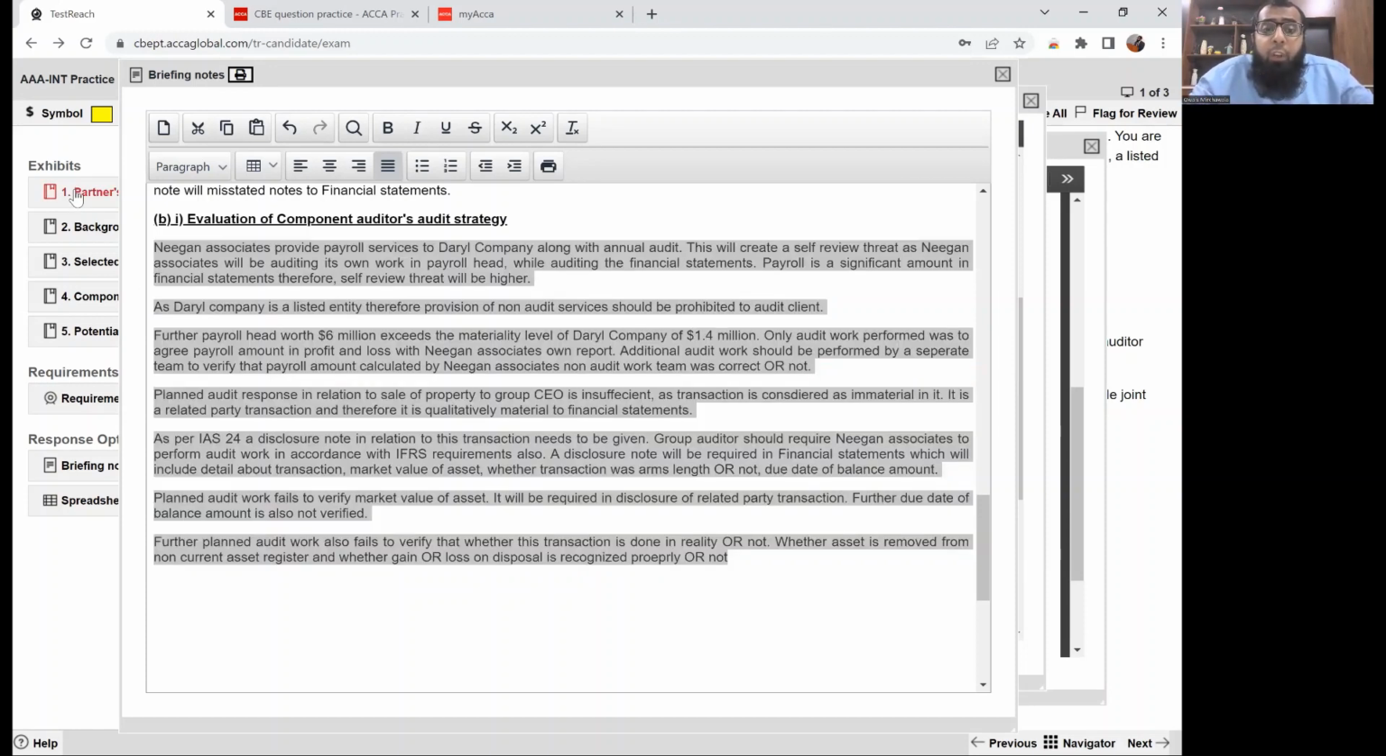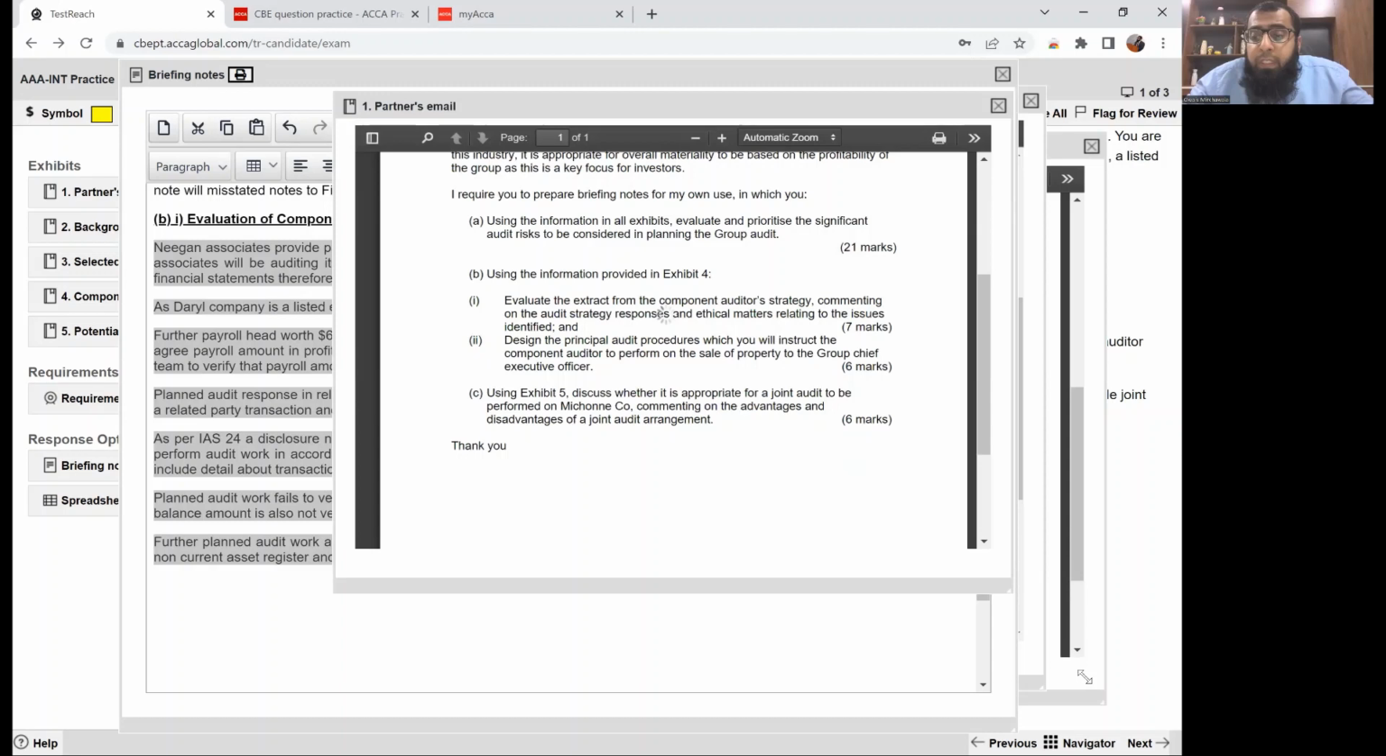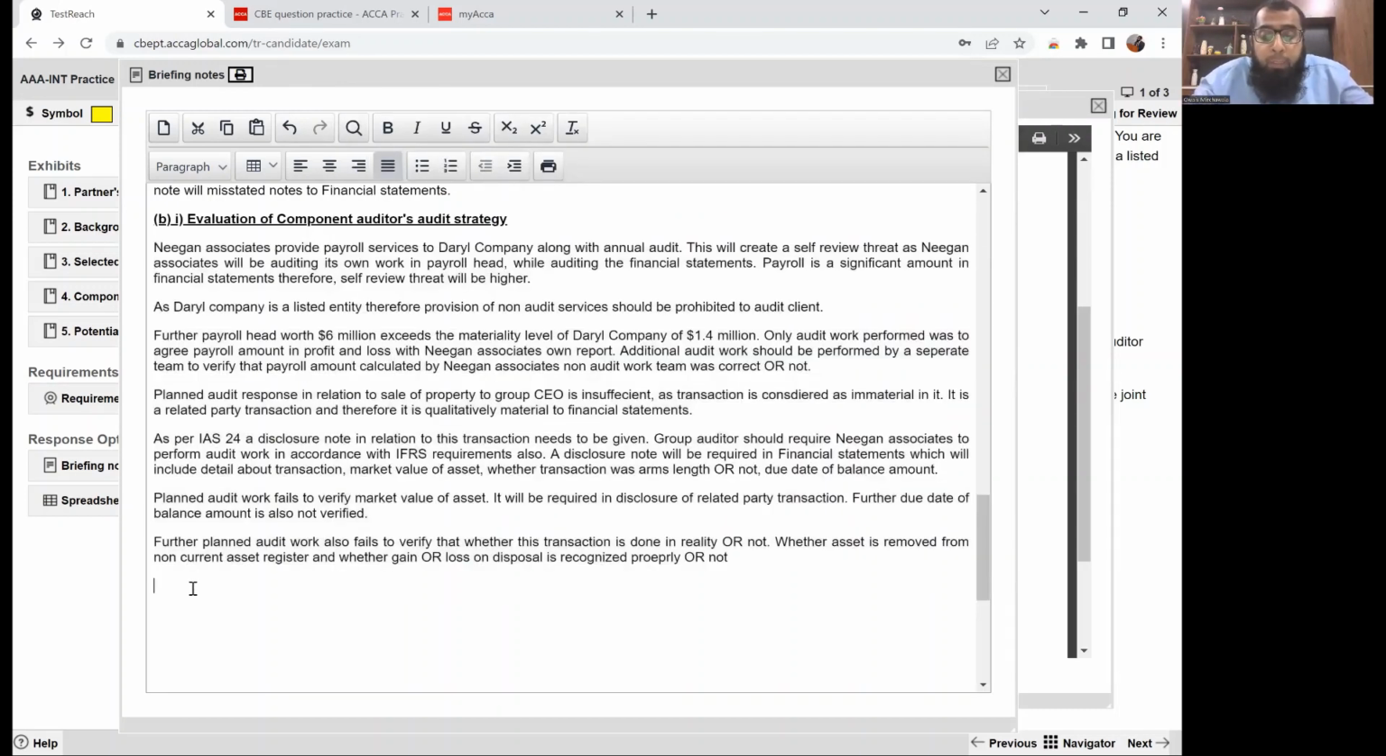Now, if I go back to the partner's email, then we have 6 marks for some principal audit procedures. Design the principal audit procedures to instruct the component auditor to perform on the sale of property to the group CEO. 6 marks for principal audit procedures. Now, I believe audit procedures is an easy requirement. So part B, 2, principal audit procedures on sale of property to group CEO.